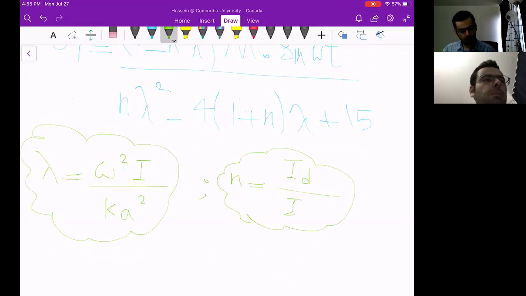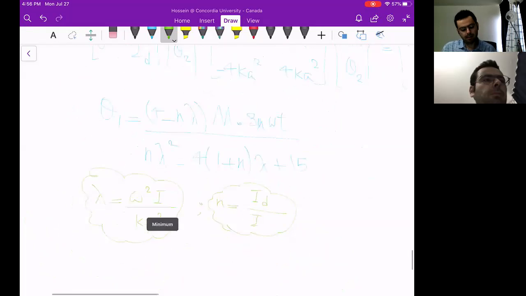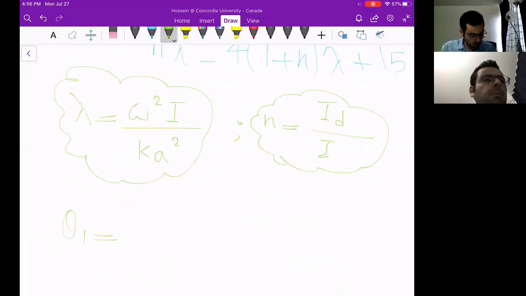If you take a look here, mass one is our main mass. In absorber design, we always want to minimize the amplitude of the main mass, which is our focus, our aim. If you take a look at the numerator, theta 1 is the amplitude response. So how could we minimize or make the amplitude of the main mass 0? Theta 1 can be 0 if and only if 4 becomes equal to n lambda.